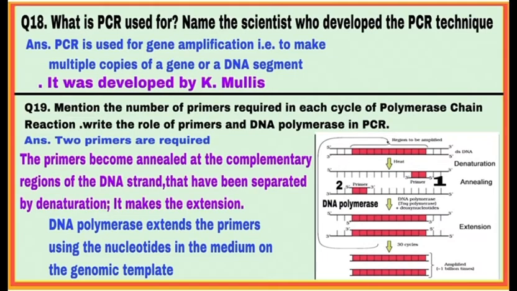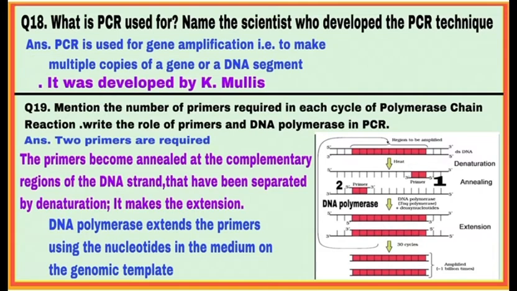Question 18. What is PCR used for? Name the scientist who developed the PCR technique. PCR is polymerase chain reaction used to amplify a gene, or you can say used to make copies of a gene or a DNA segment. It was developed by K. Mullis. Question 19. Mention the number of primers required in each cycle of polymerase chain reaction. Write the role of primers and DNA polymerase in PCR.